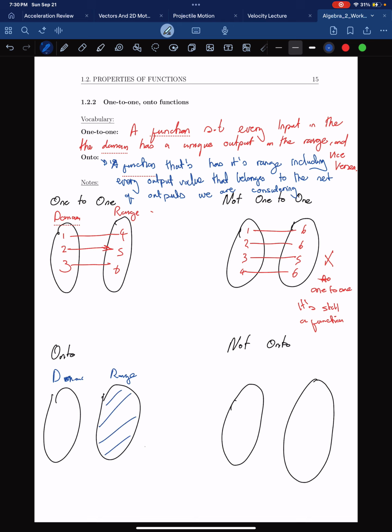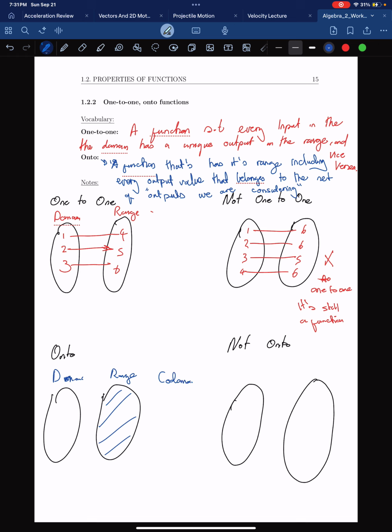All right. So now here I have a phrase here. It says outputs we are considering. The set of outputs we're considering has a name, and that name is the codomain. The set of outputs we're considering is referred to as the codomain.